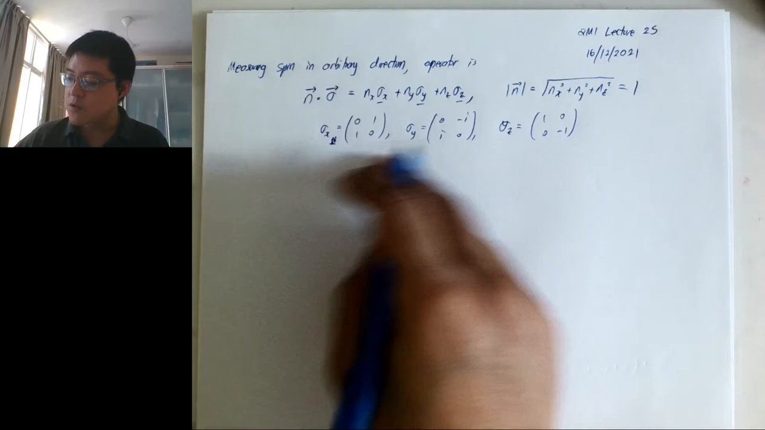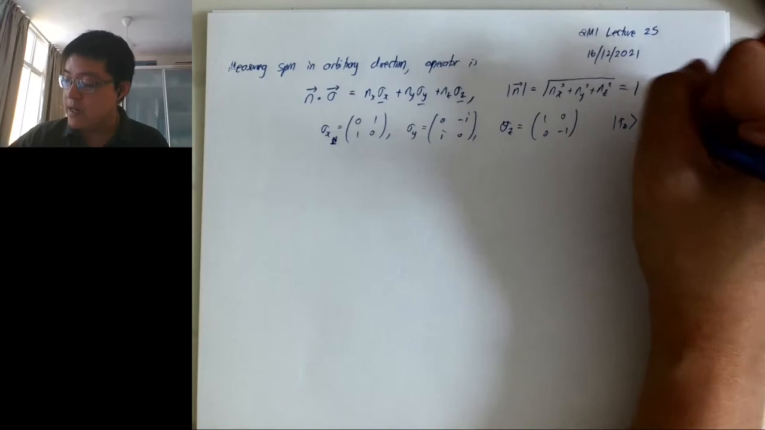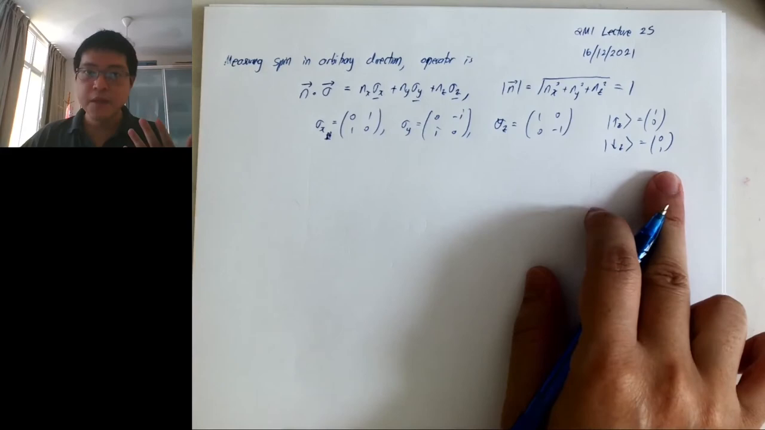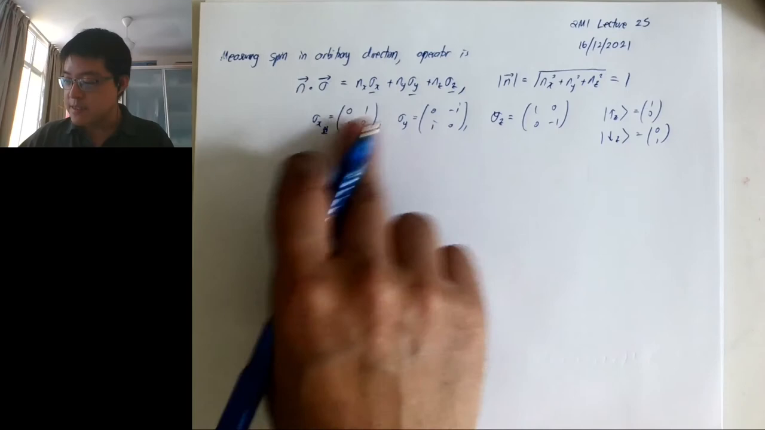These are the operators where the eigenstates for the z direction are (1, 0) for up and (0, 1) for down. This is our standard basis most of the time. Z is our most favorite basis that we use all the time. And in this basis, our Pauli matrices take this form.